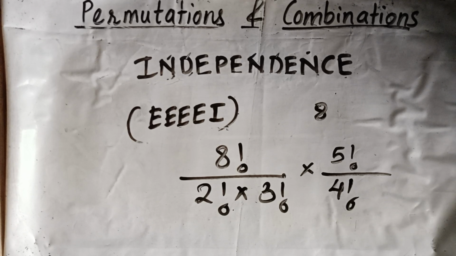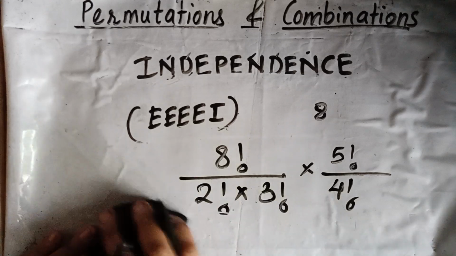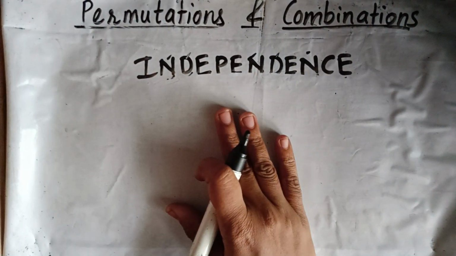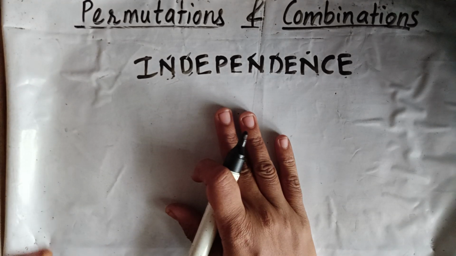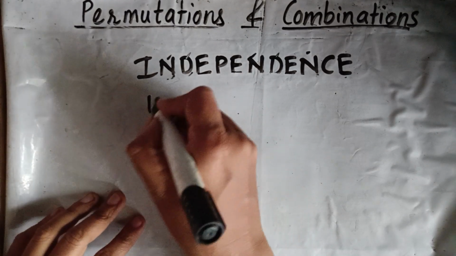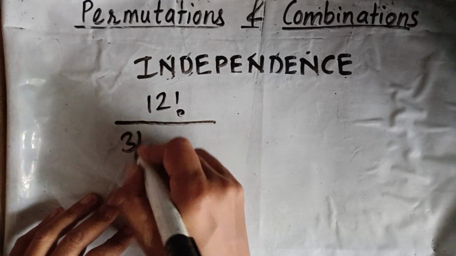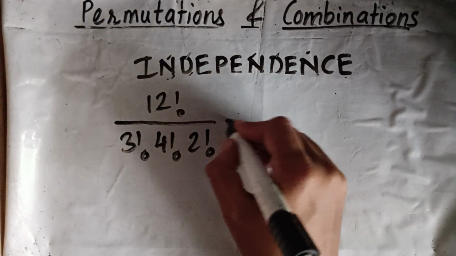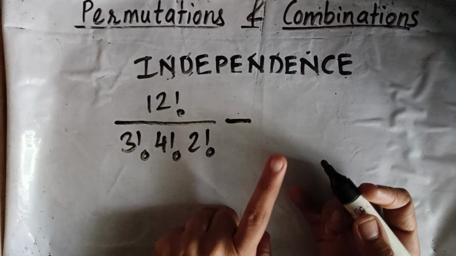Then second, do the vowels never occur together? So here you have to take all. That is 12 factorial, the total number of arrangements we found in the first, that is 12 factorial upon 3 factorial, 4 factorial, 2 factorial, and then we have to remove the cases where vowels occur together.